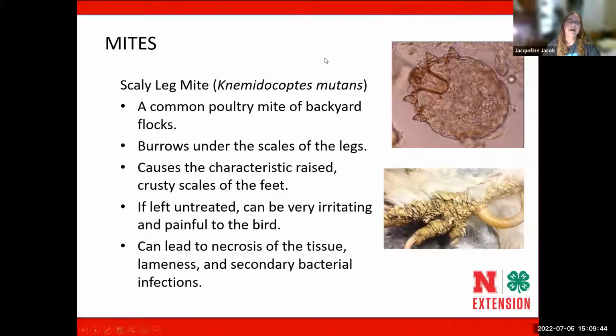The scaly leg mite, as I said, is a microscopic type of mite. We see it a lot in backyard flocks. They burrow under the scales on the legs and cause the crusty scales to raise up. And if left untreated, it can be very irritating and painful to the bird. I have seen birds become lame as a result of a severe infestation. You can get necrosis of the tissue. Secondary bacterial infections can get in. In really severe cases, amputations are sometimes needed.